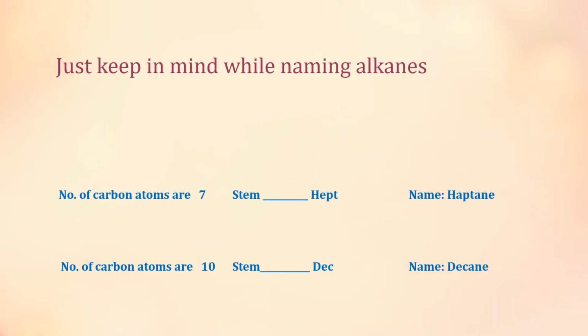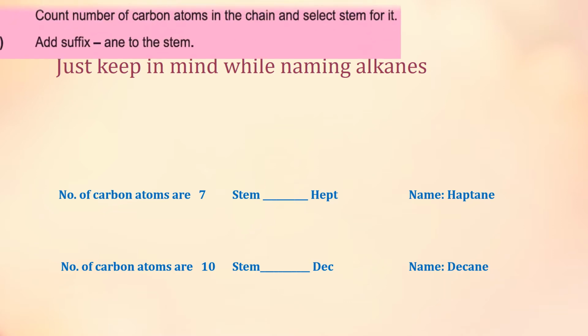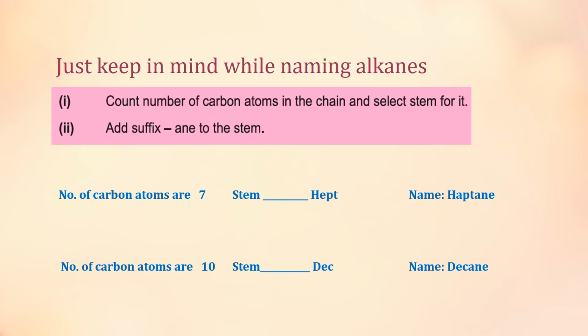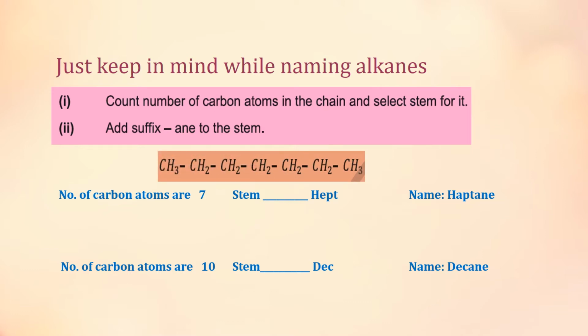Now what we have to keep in mind while naming an alkane? First of all, we have to count the number of carbon atoms in the chain, and according to the number of carbon atoms we will select the stem. Then we will add the suffix "ane" to that stem.